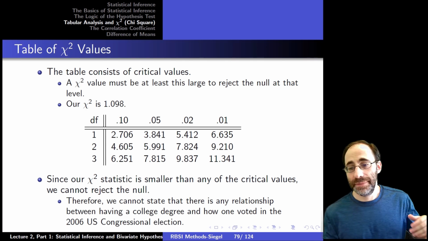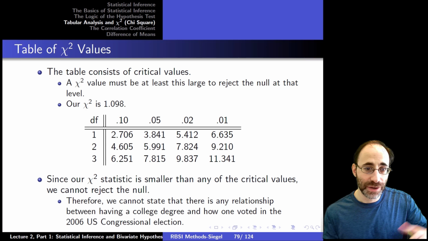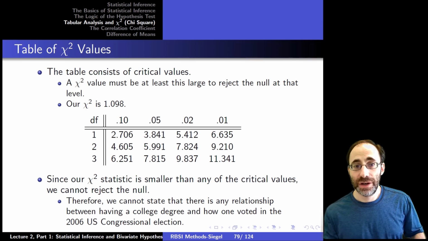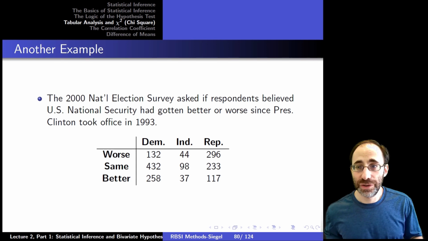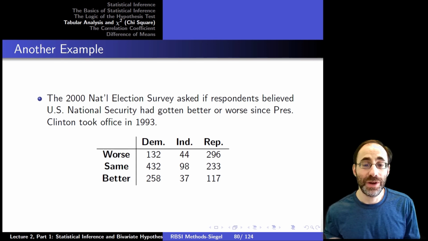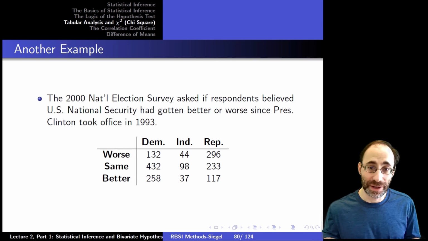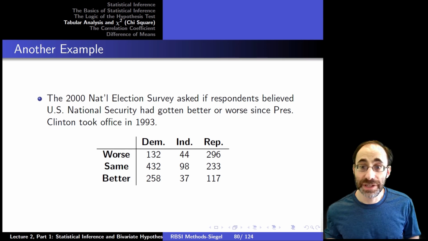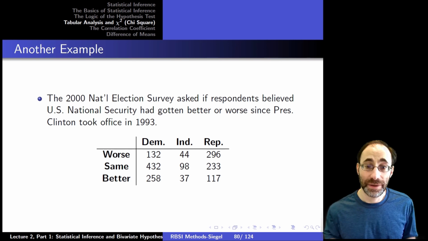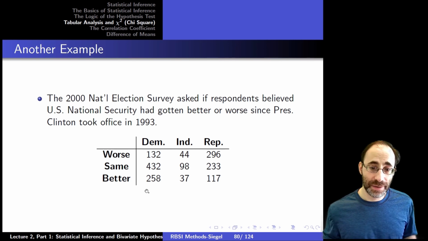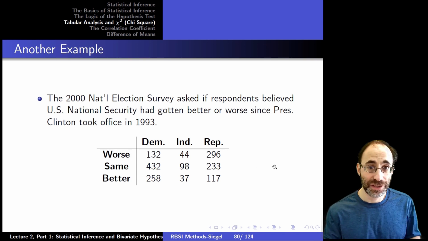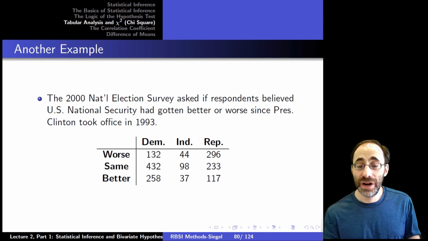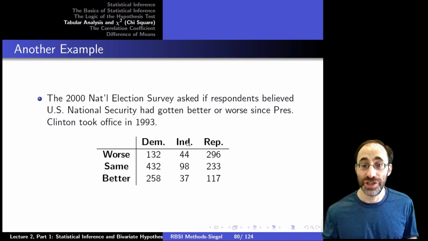That's how this works. Again, if it's useful to go back, you can go back and look at the example again. I'm going to move forward here to do a different example with 3 rows to show you what's different and what's not different when you have more rows and more columns. There's 3 rows and 3 columns. So in this question, the 2000 National Election Survey asked respondents if national security had gotten better or worse since President Clinton took office in '93. And here again you see a pattern. So we can check out if this pattern is due to random chance or if it showcases an actual difference by independent variable, which here is partisanship.